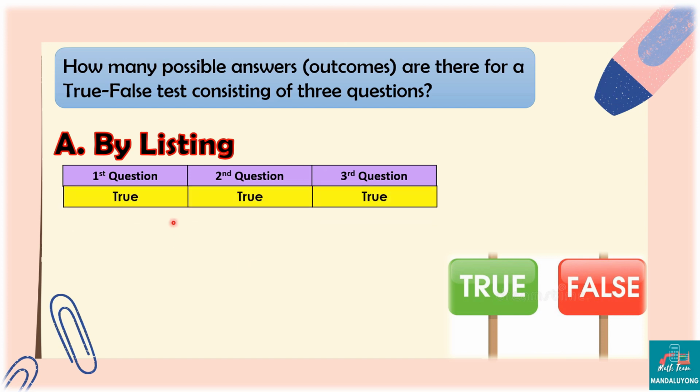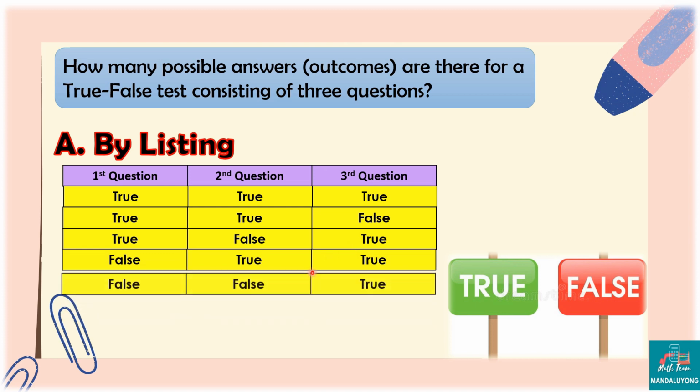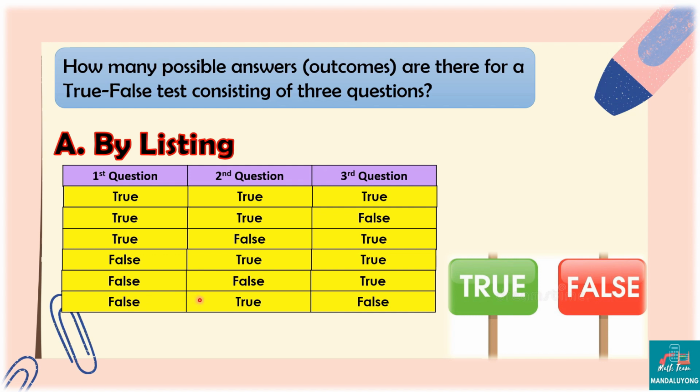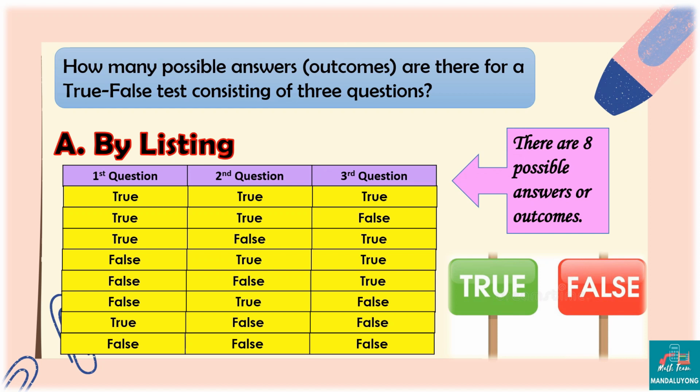Maaari tayong magkaroon ng sagot na 3 true, 2 true, 1 false, 1 true, 1 false, 1 true, 1 false, 2 true, 2 false, 1 true, 1 false, 1 true, 1 false, at 1 true, 2 false, at 3 false. Ngayon, bilangin natin ang mga sagot o possible outcomes. 1, 2, 3, 4, 5, 6, 7, 8. Therefore, there are 8 possible answers or outcomes.